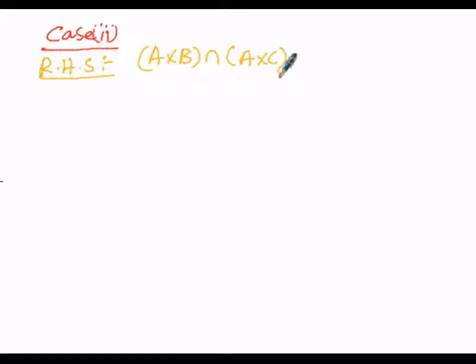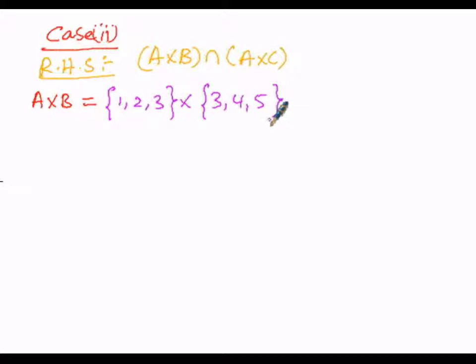In order to find out A cross B intersection A cross C, first of all I want to find out A cross B, in the first bracket. A cross B is equal to the set with the elements of A, 1 comma 2 comma 3, cross set B, whose elements are 3 comma 4 comma 5. Then in the next logical step, we have to find the Cartesian product of set A and set B. So 1 with 3, 1 comma 4, 1 comma 5 will be the first 3 ordered pairs, 2 3, 2 4 and 2 5 the next 3 ordered pairs, and 3 3, 3 4 and 3 5 will be the last 3 ordered pairs.